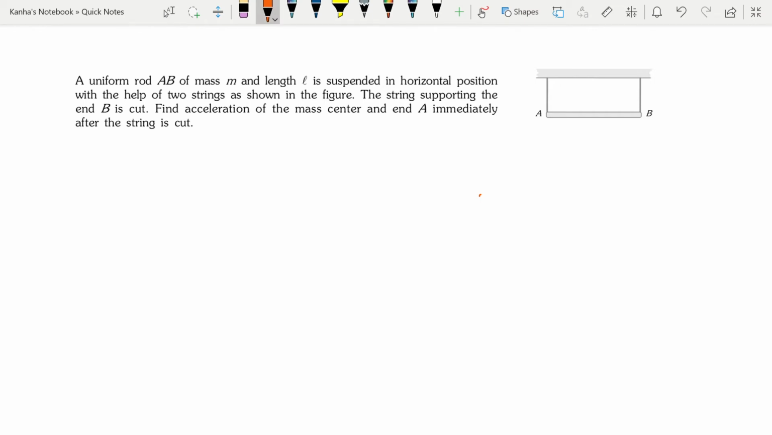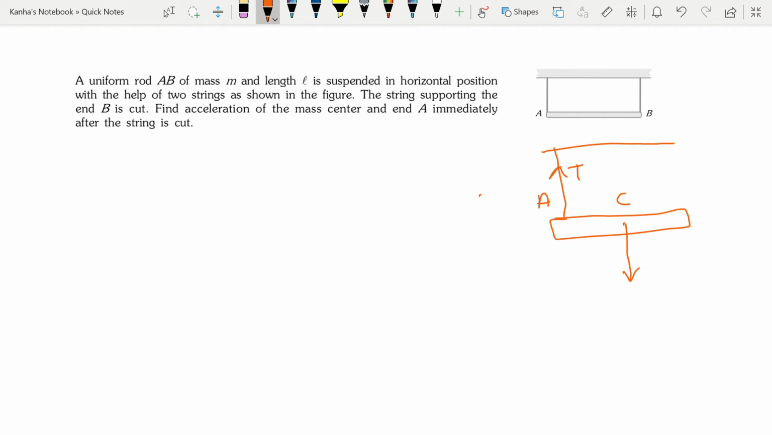Let me first draw what this means. I have my string, I have my end A, and B has been cut. Let me call this the center, so you know that there will be the weight acting on it downwards. After the string is cut, the forces acting on the rod are the tension in string A, which is still remaining, and the weight of the rod. Both these forces are vertical, so we can assume that the acceleration of the center of mass will be vertically downwards. Now the string is known to be inextensible in the question.